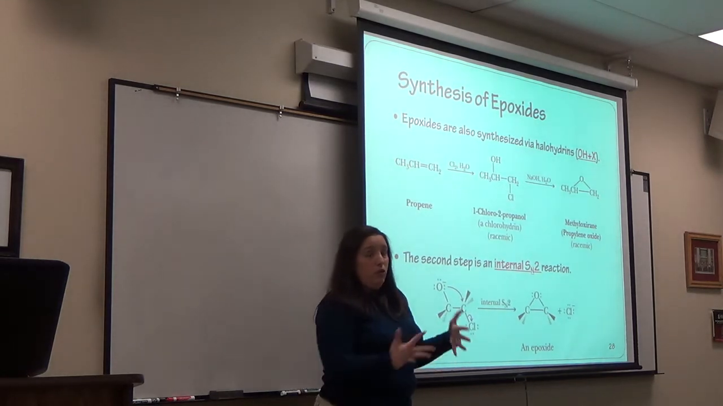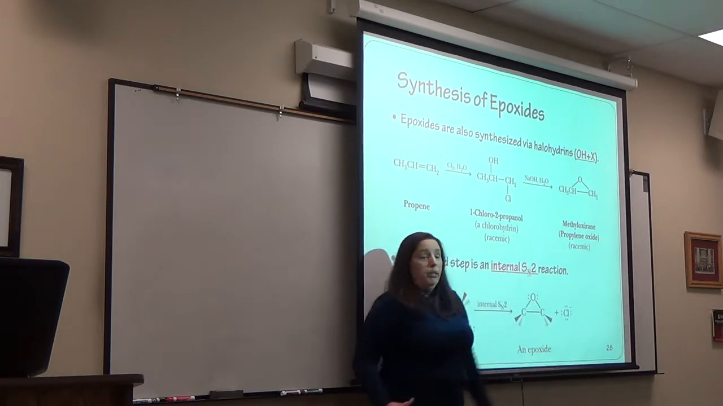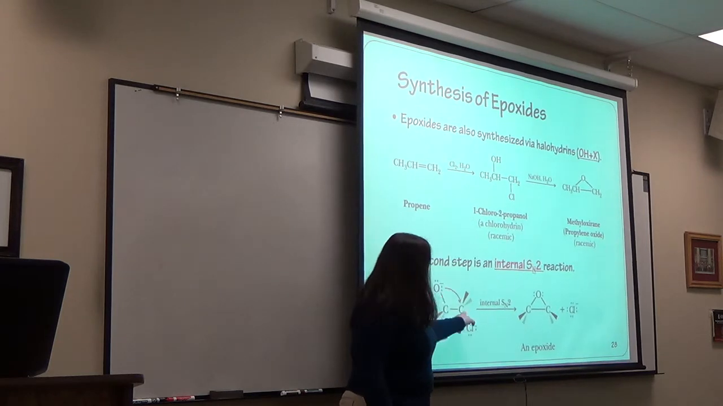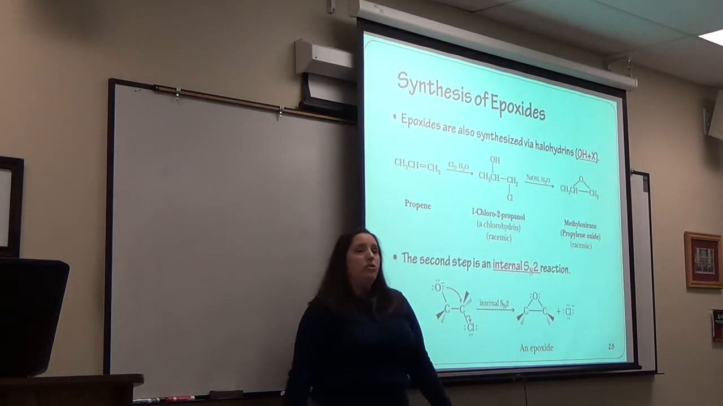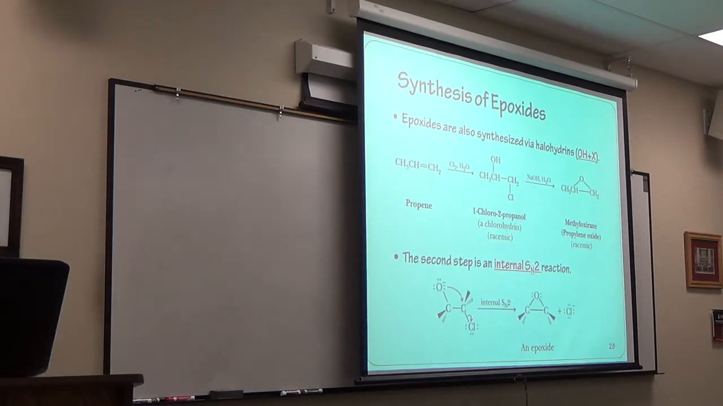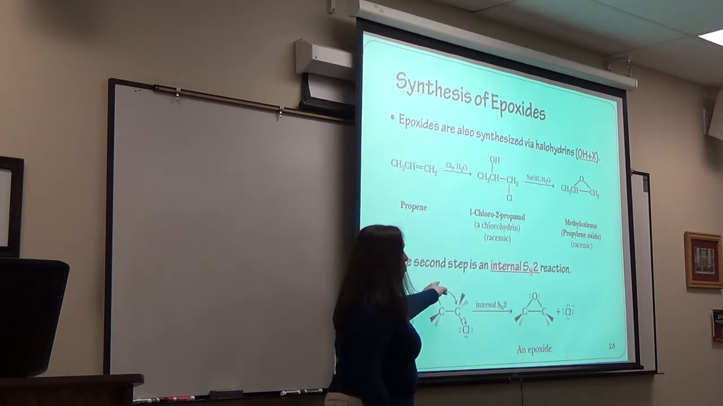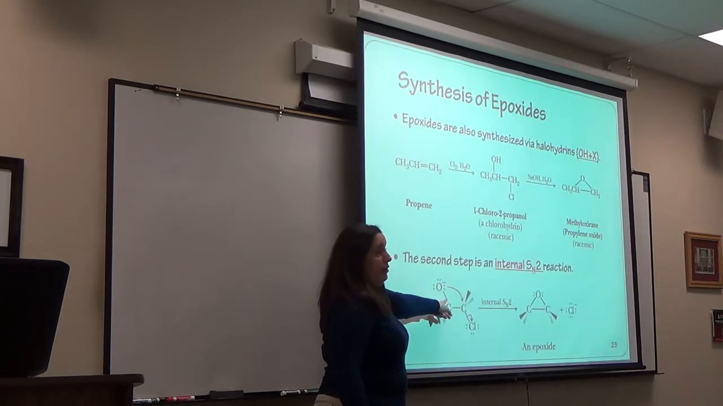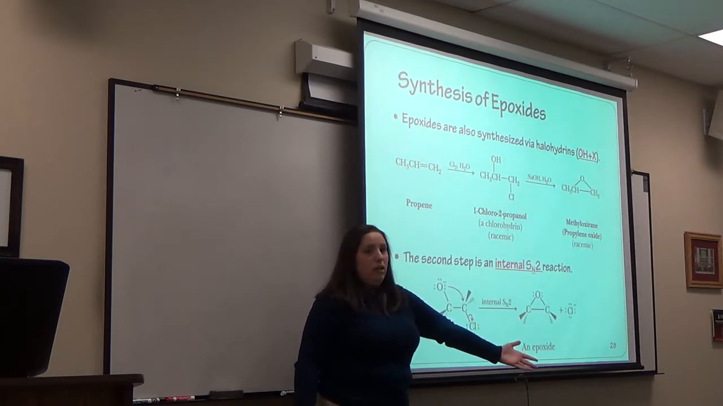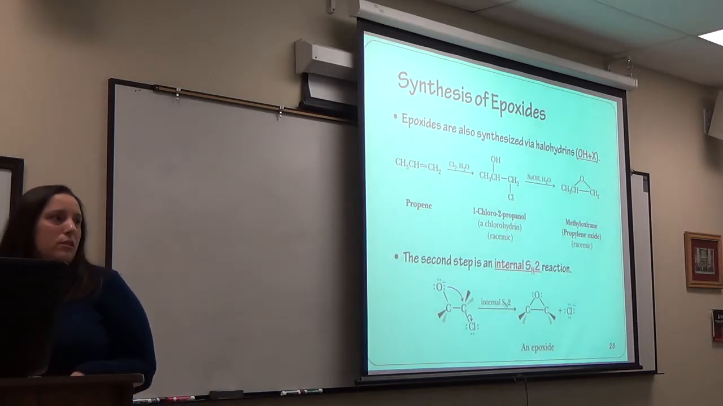Does that make sense? And when you do it internally, you form a cyclic product, because there's already one bond to the oxygen, and you're going to form the second bond when you do the SN2 reaction. But you have to have that base in order to form your good nucleophile here. So that's why the halohydrin has to be followed by a base in order to form the epoxide. Does that make sense?